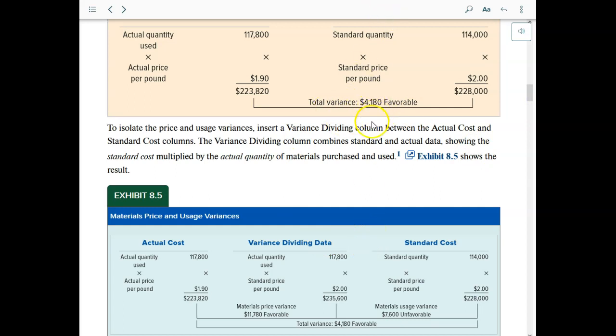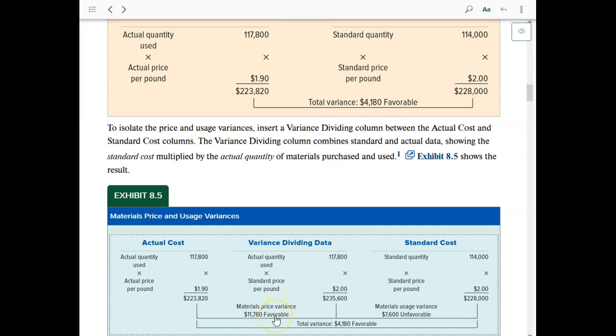What you want to do is not just look at totals from one side to the other here and say it was favorable. That's great. We don't need to change anything. Well, you can split this out and give your company more information. What comprised this overall total variance for materials of 4,180 favorable? Well, part of it is due to the price. We paid less than we thought we were going to.